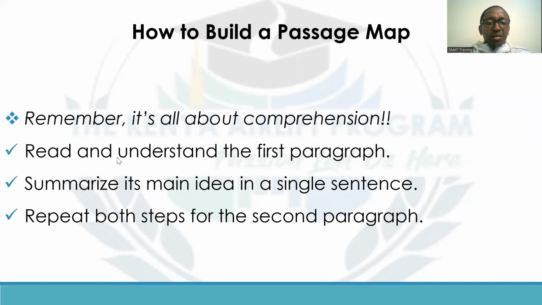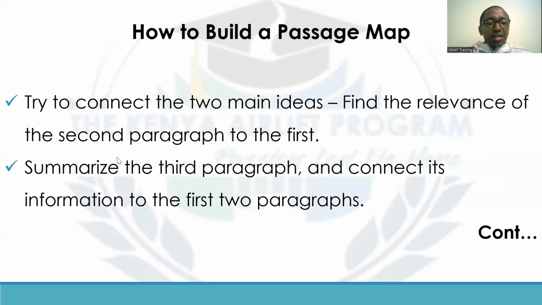Then we repeat both steps for the second paragraph. For now, we have one sentence which is the summary of the first paragraph, and now you have a second sentence which is a summary of the main idea of the second paragraph. After that, you try to connect the two main ideas. You find the relevance of the second paragraph to the first. Because you know what the first paragraph is about and what the second is about, now you connect this information. How do the first paragraph and the second paragraph relate?